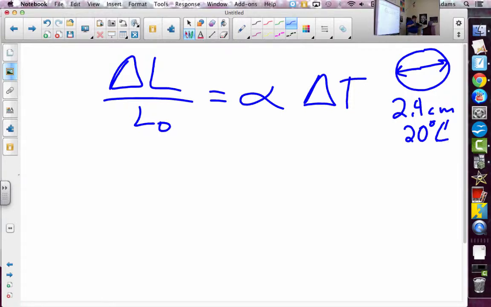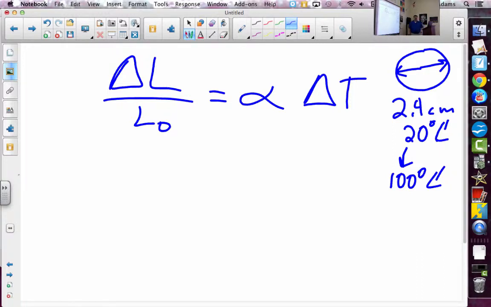All right? And so, if the ring is dropped into boiling water, what will the change of the inner diameter be? Now, this one is a little tricky because, in other words, we're going to change the temperature to 100 degrees Celsius if you drop it in boiling water.